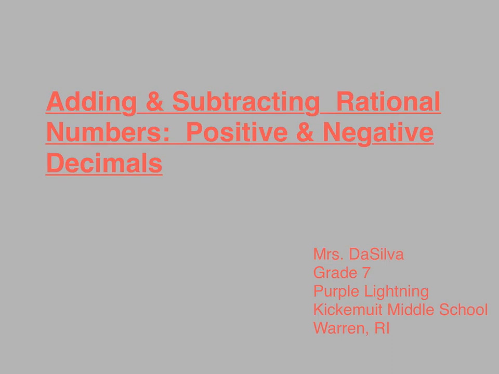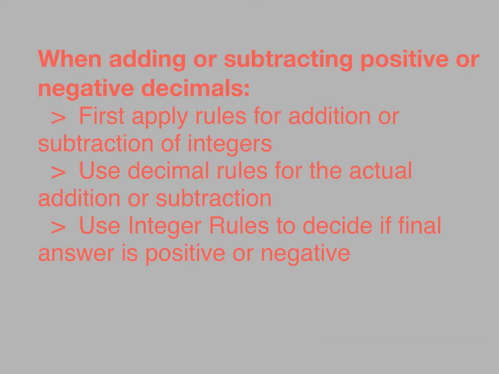So as we go through rational numbers, one of the first things we're going to look at is adding and subtracting positive and negative decimals. Now, it's important to understand that when we add or subtract positive or negative decimals, we are actually applying two sets of rules. We're going to be using the rules for addition or subtraction of integers, and we will do that first to decide on whether or not we're adding or subtracting. Then we're going to use those decimal rules that we've learned in the past for the actual addition or subtraction. And then at the end, we need to decide if the final answer is positive or negative, and we're going to go back to using those integer rules. So let's do some examples.